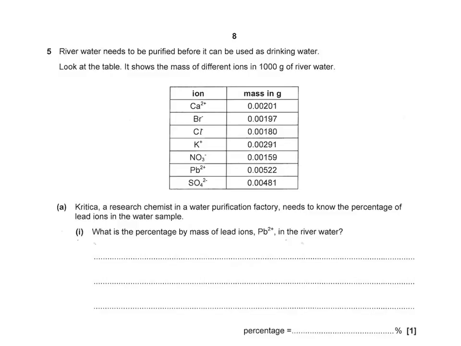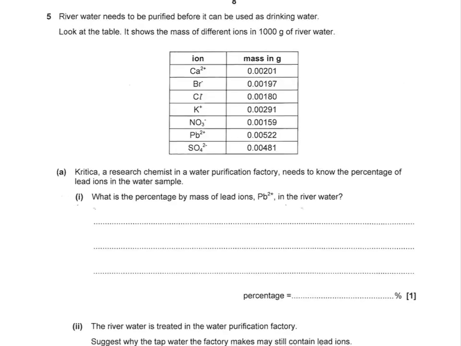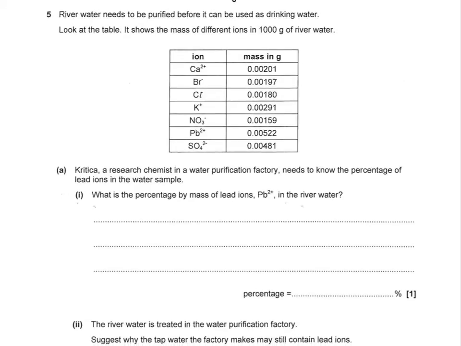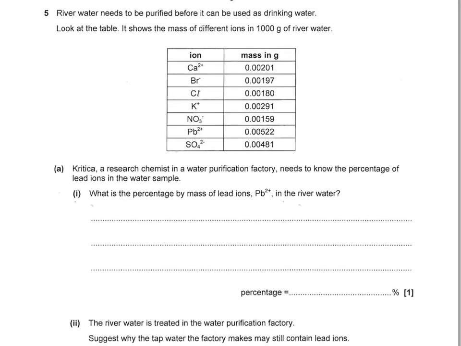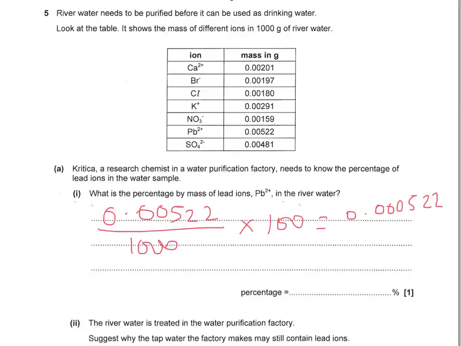River water needs to be purified before it can be used as drinking water. Look at the table, it shows the mass of different ions in 1,000 grams of river water. Kritika, a research chemist in a water purification factory, needs to know the percentage of lead ions in the water sample. What is the percentage by mass of lead ions in the river water? So you've got 0.00522 grams of lead ions, and that's in 1,000 grams of water, so divide that by 1,000, then times it by 100, and that gives you a percentage of 0.000522, which gets you that mark.